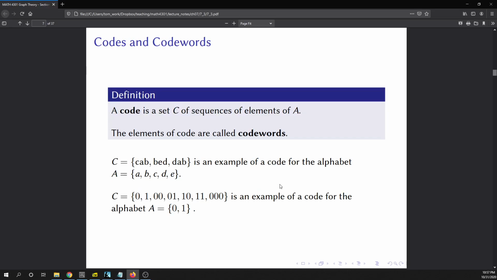All right, a code is a set C of sequences of elements of A, where A is an alphabet. And the elements of the code are called code words. So for instance, right here, I have this code: CAD, BED, DAB. That's an example of a code for the alphabet A, B, C, D, E, right? So it's a set of sequences of elements that come from your alphabet. Here I have a code consisting of sequences of zeros and ones. That's an example of a code for this alphabet here. Okay.